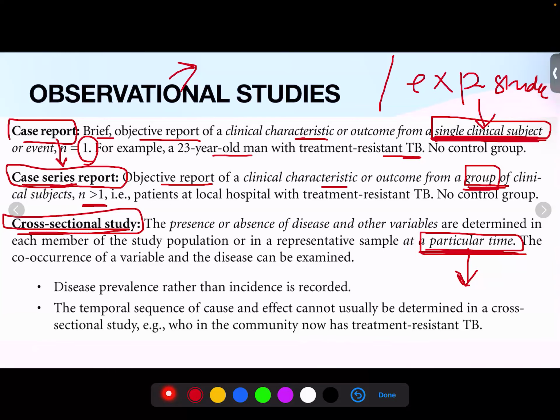At just one particular time you are comparing the presence or absence of disease and other variables, determined in each member of the study population or in a representative sample at a particular time. So disease prevalence you can record like this, because at a particular time you are seeing that, okay, this disease is much more prevalent here.